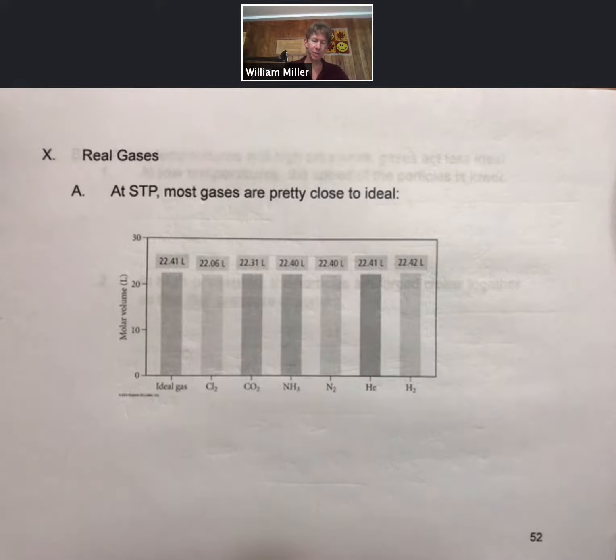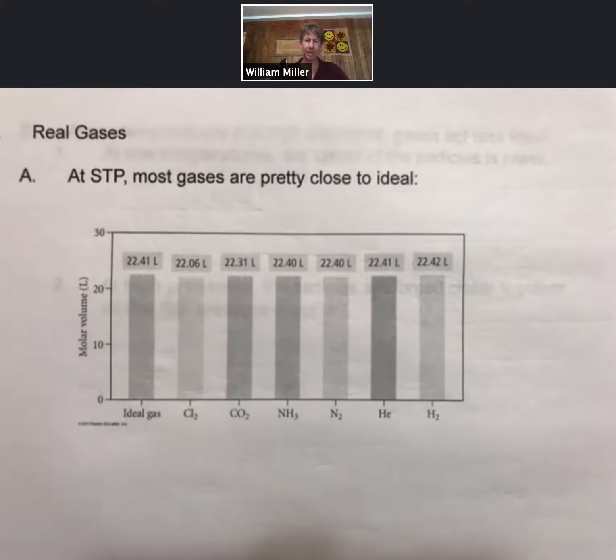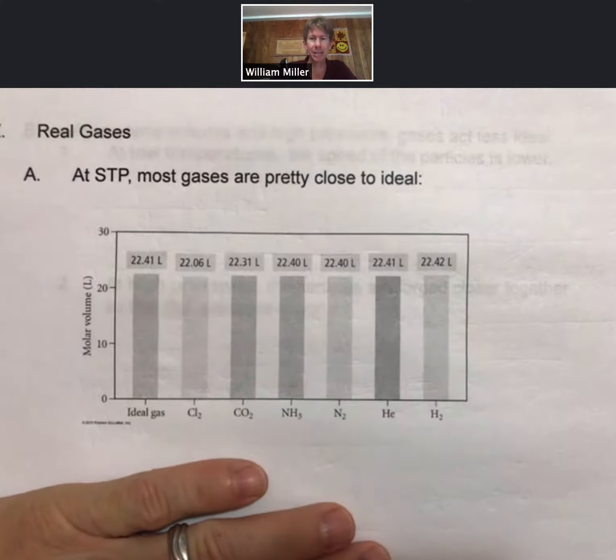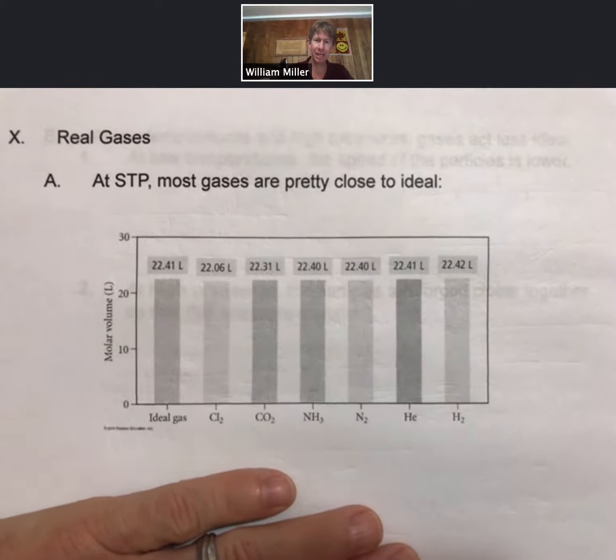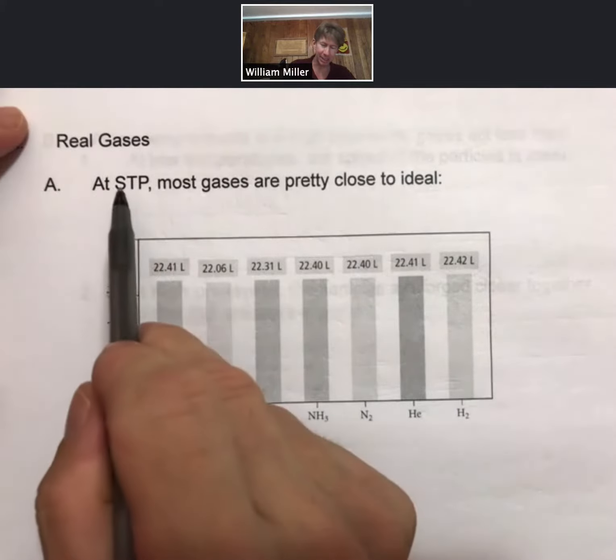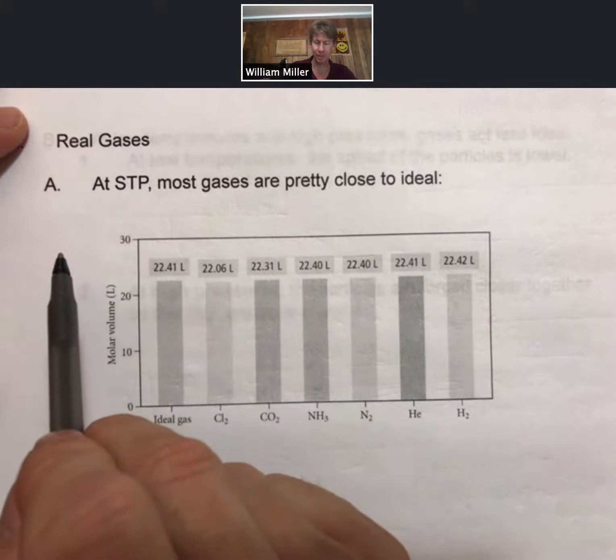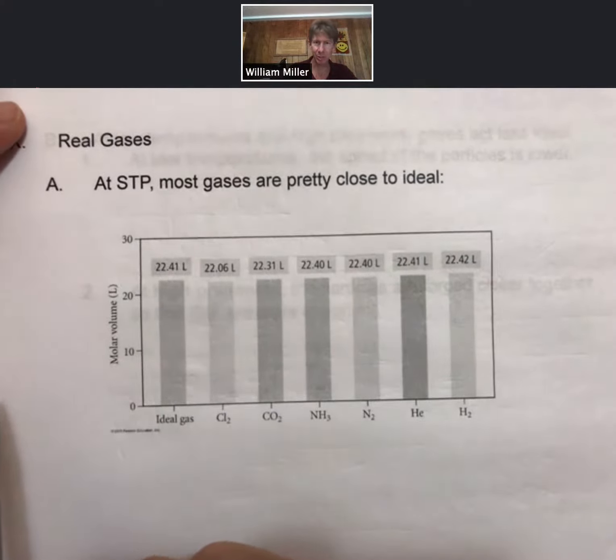All this time talking about ideal gases, what we've said is that gases are ideal or close to ideal for all gases at room temperature and pressure. So we don't have to think too often about what are called real gases. That's because at STP, standard temperature and pressure, most gases are pretty close to ideal.